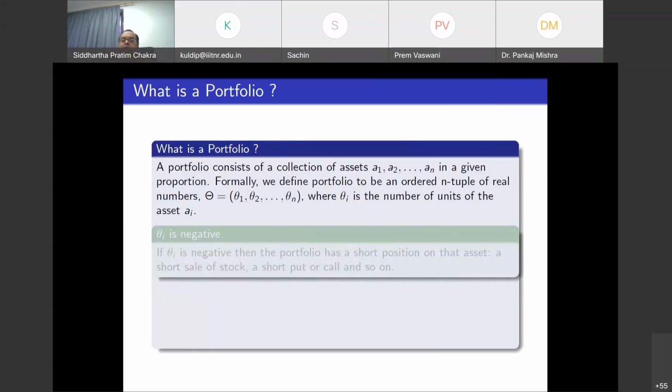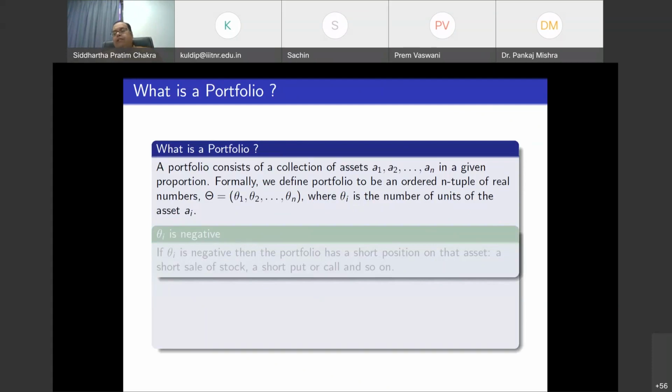So I use the term portfolio optimization. First of all, I need to talk about what is a portfolio. A portfolio is a collection of assets A1, A2, ..., An in a given proportion. Formally, we define a portfolio to be an ordered n-tuple of real numbers theta, given as theta 1, theta 2, ..., theta n, where theta i is the number of units of the asset Ai.